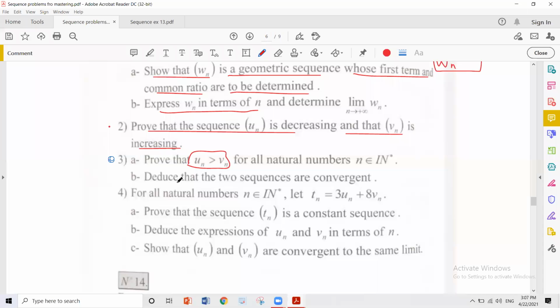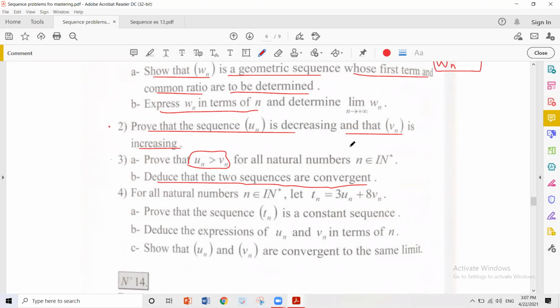How to deduce that the two sequences are convergent? We are going to deduce that the two sequences are convergent. Yes, Haikaz, how to prove convergent? If the sequence is decreasing and bounded from below, it is convergent. And if the sequence is increasing and bounded from above, it is convergent.